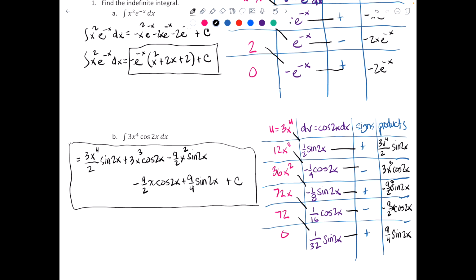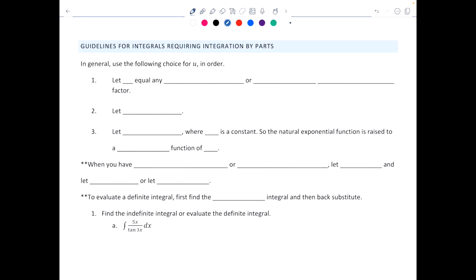All right, excellent. Okay, so guidelines for integrals requiring integration by parts. Let u equal any logarithmic or inverse trigonometric factor. Second strategy, let u equal x to the n, where it's not going to get more complicated. n is basically like a natural number: 1, 2, 3, 4, 5. Let u equal e to the ax, where a is a constant. So the natural exponential function is raised to a linear function of x.